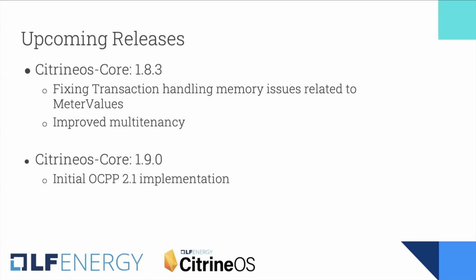Upcoming releases for Core, we're going to have a patch release that handles an issue that has been coming up recently on the Discord channel. People have been pointing out that long-running transactions take up too much memory bandwidth because the current way that we handle keeping totals on the amount of energy that has been charged in a transaction is we load all of the meter values into memory. That's no longer going to be the case in the next release.